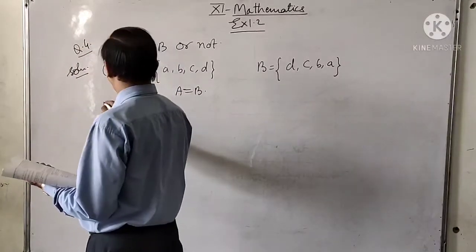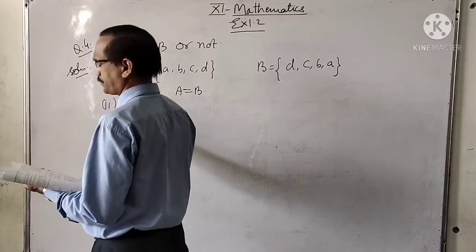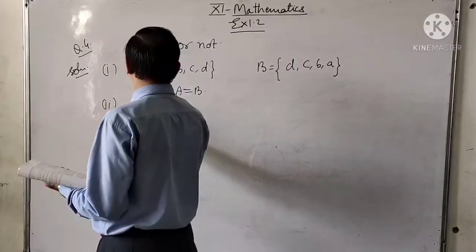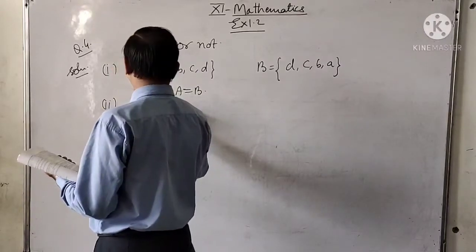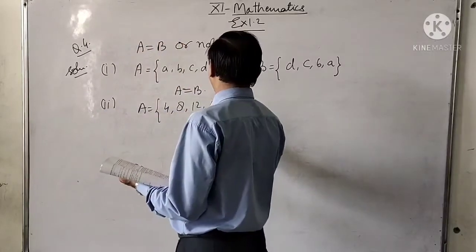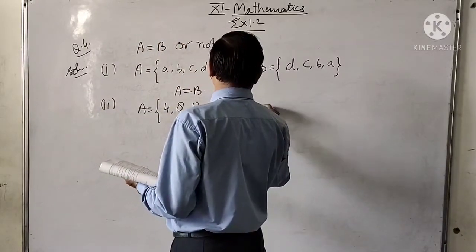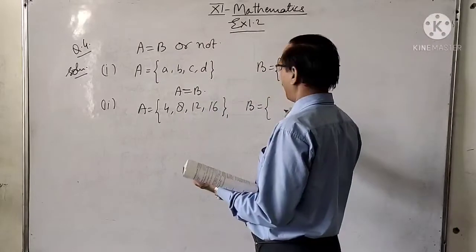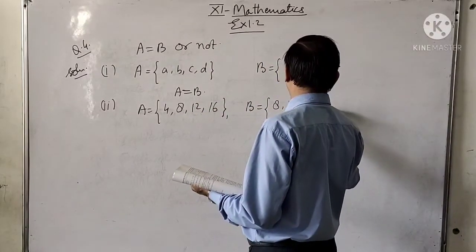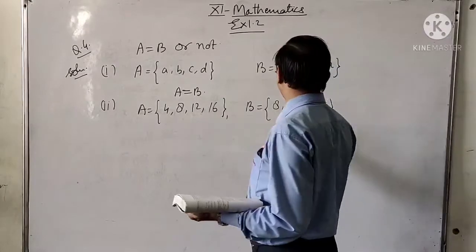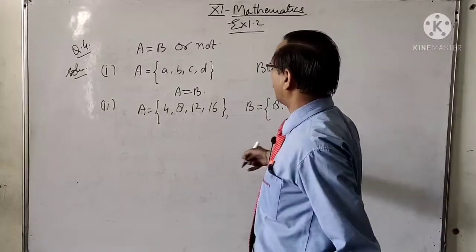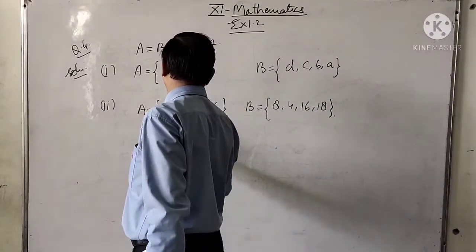In the second part, A equal to 4, 8, 12 and 16. B equal to 8, 4, 16 and 18. Since 18 is not there and 12 is not in B, therefore A is not equal to B.